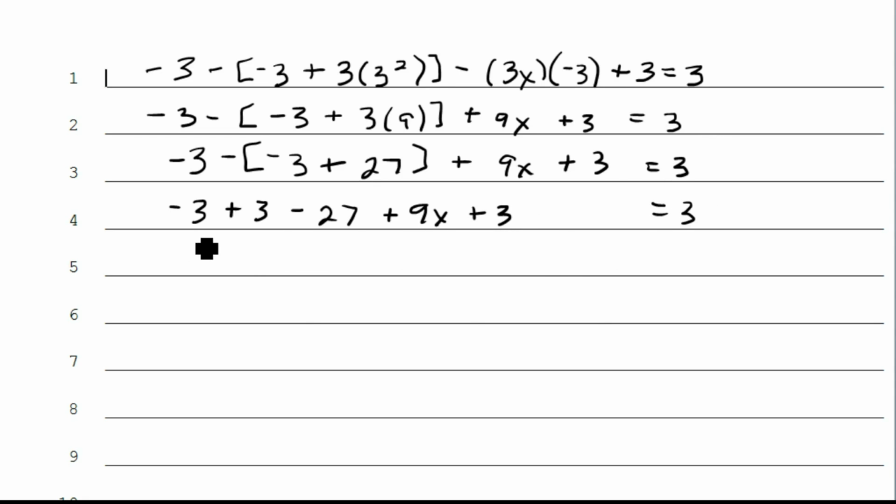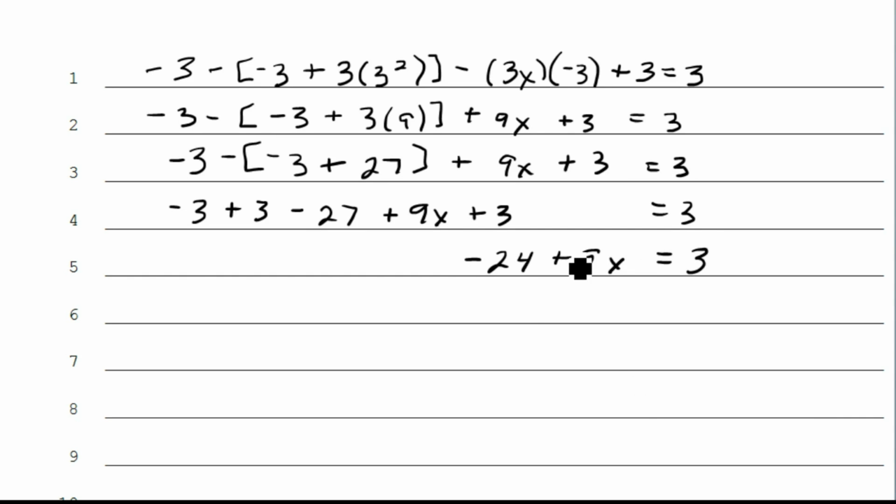Collect all the terms. Simplify this left side a little bit. Minus 3 plus 3 is 0. Minus 27 plus 3, you get a minus 24. You still have a plus 9x equals 3.